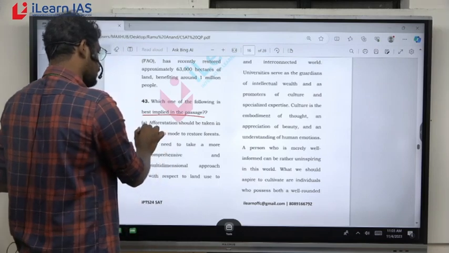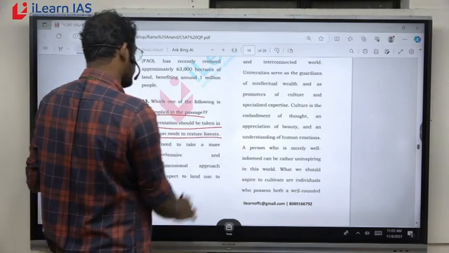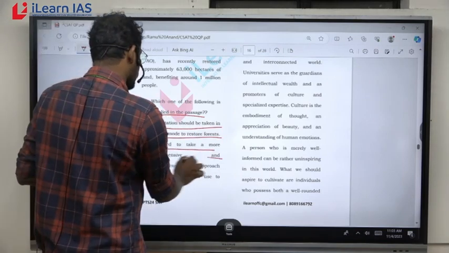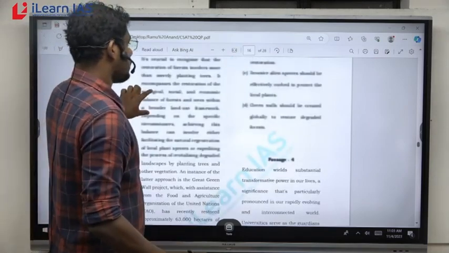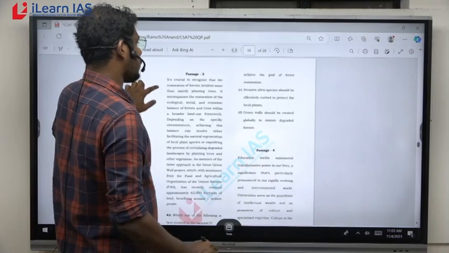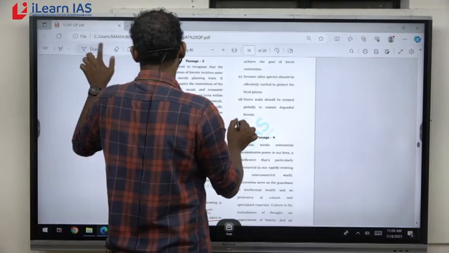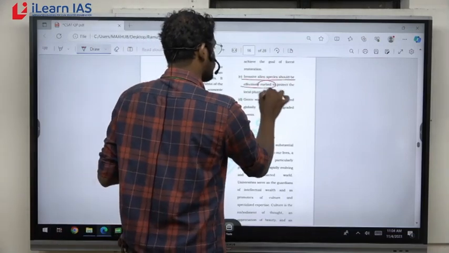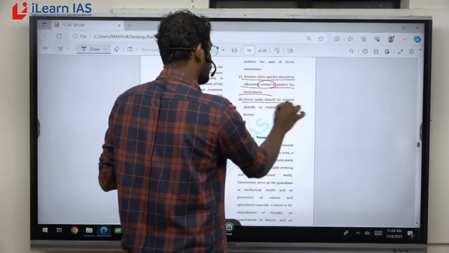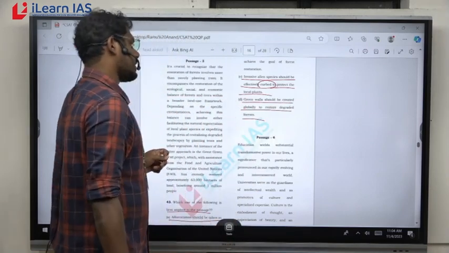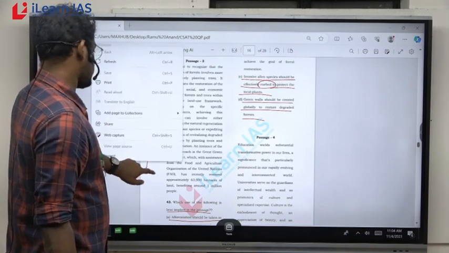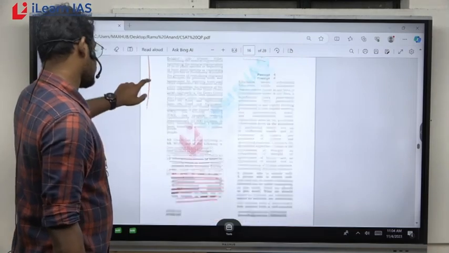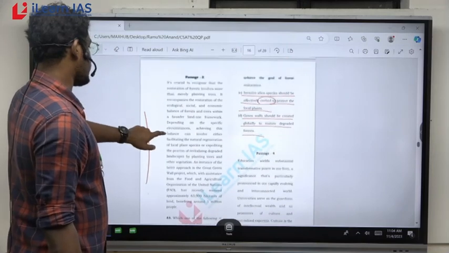Best implied in the passage, afforestation should be taken in mission mode to restore forests. We need to take a more comprehensive and multidimensional approach with respect to land use to achieve the goal of forest restoration. Invasive alien species should be effectively curbed to protect the local plants. Green walls should be created globally to restore degraded forests. Okay, best implied in the passage. Anyway, let's read the passage.